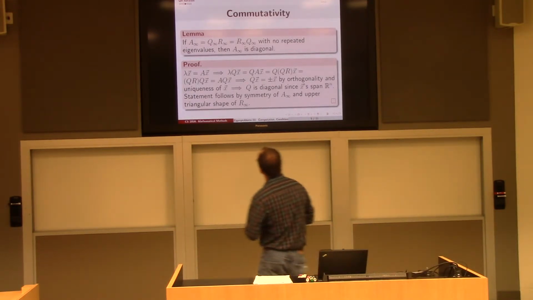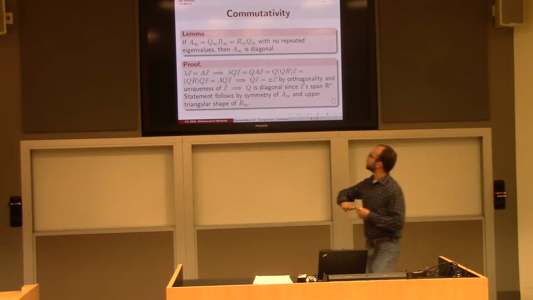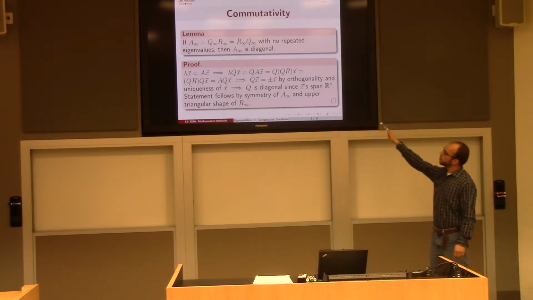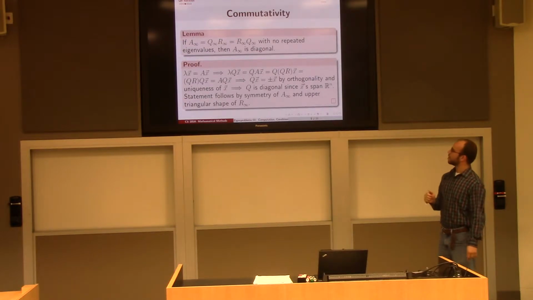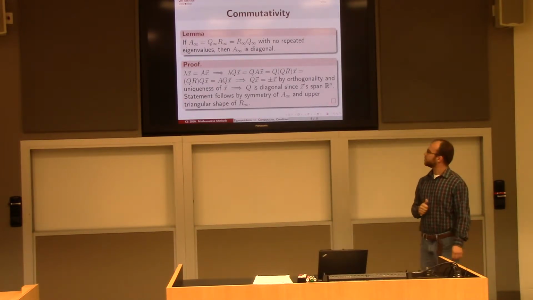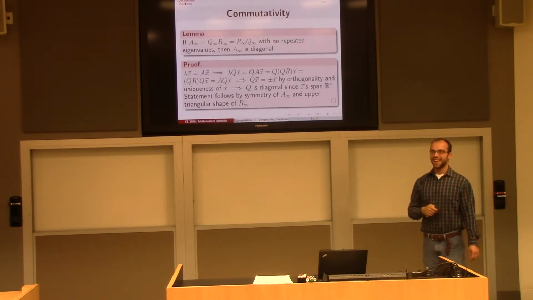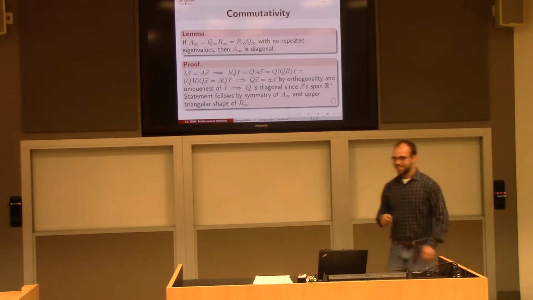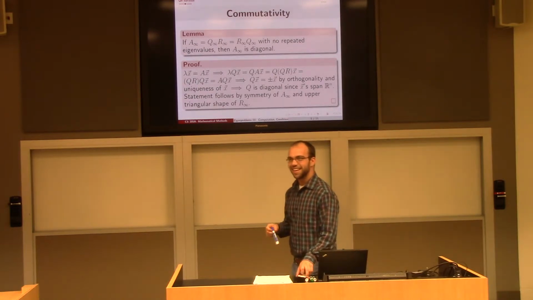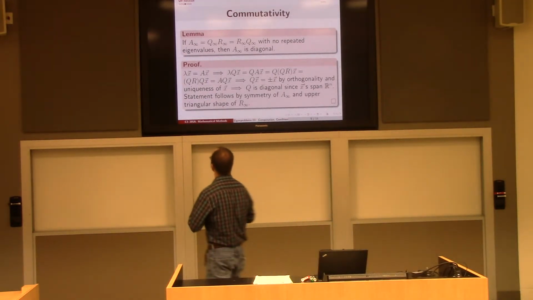So anyway, let's suppose that, maybe I won't copy the statement of the lemma down, but we'll do the proof on the board. Let's say, suppose that A is equal to QR and is equal to RQ, and that A has no repeated eigenvalues, then I claim that A must be diagonal. Right? And thus we're kind of done. And let's do this proof in detail because it's kind of slick.